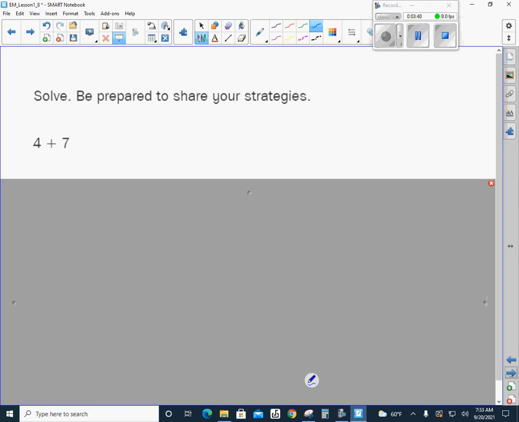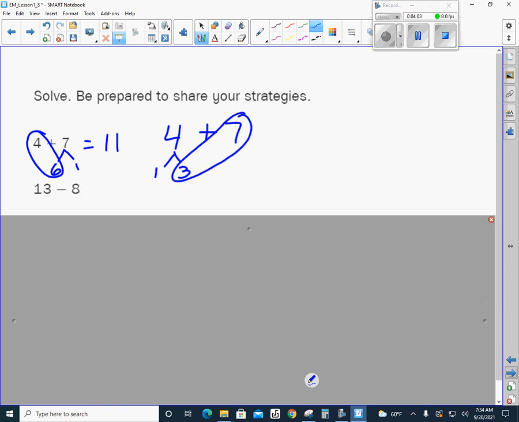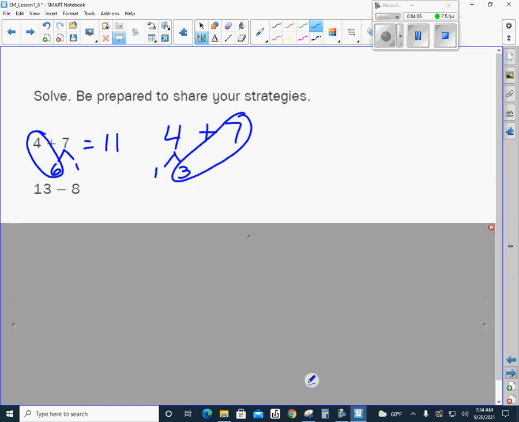All right, so you can do it either way. You could say, okay, well, I know that 4 plus 6 is 10, so I'm going to pull 6 down, make 10, and that leaves me with 1 more. So that would be 11. Or you could do it the other way, and you could pull out 3 to make 7 plus 3 is 10, and you know you have 1 more to make 11. All right, let's try this subtraction now.